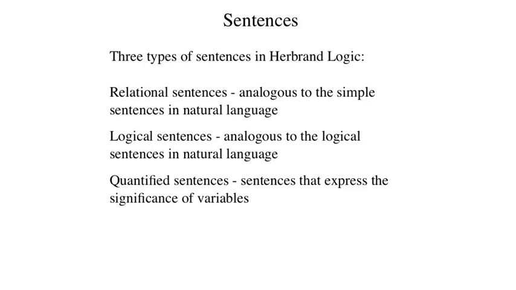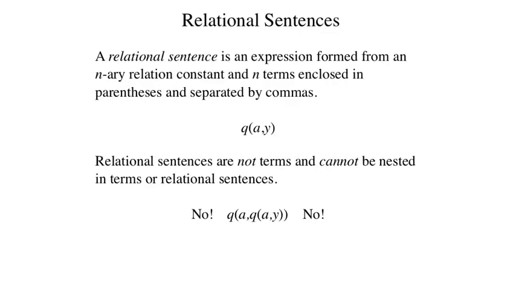There are three types of sentences in Herbrand logic. There are relational sentences, which are analogous to propositions in propositional logic. There are logical sentences, which are analogous to the logical sentences of propositional logic. And there are quantified sentences, which express the significance of variables.